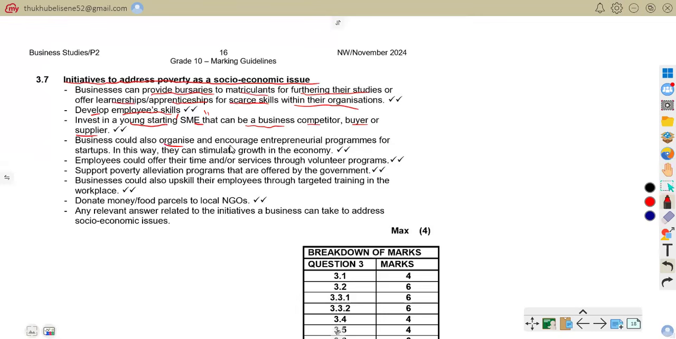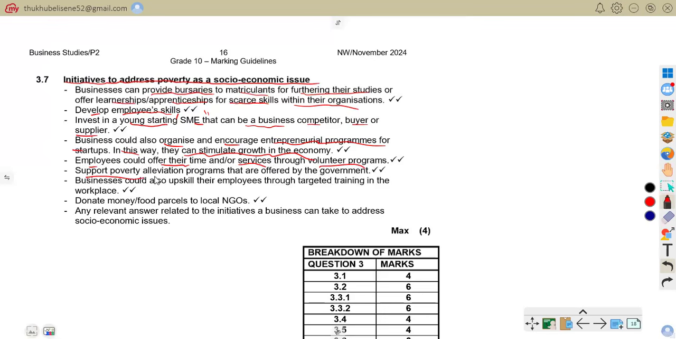Business could also organize and encourage entrepreneurial programs for startups. In this way, they can stimulate growth in the community. So as a well-established organization, make sure that you give back to the businesses that are starting. Maybe you can give them programs on how they can start up their business. Very important. Employees could offer their time and services through volunteer programs.